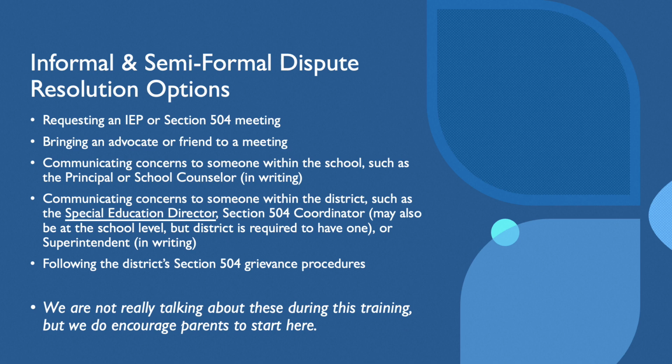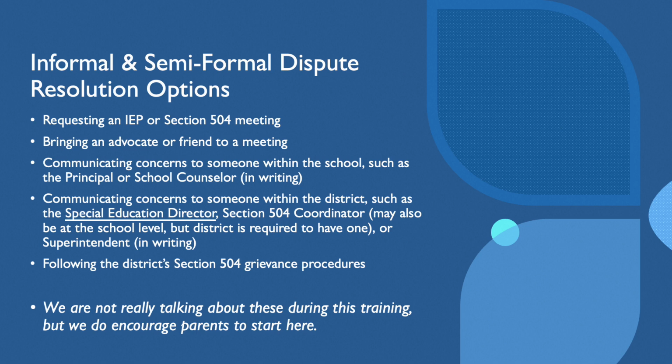Next, we recommend communicating your concerns to someone within the school, such as the principal or school counselor. It is important to do this in writing so that you are able to keep a record of this communication. After that, it can be helpful to communicate your concerns to someone at the district level, such as the special education director for your district, the Section 504 coordinator, or the superintendent. You can find your district special education director on the Colorado Department of Education, or CDE's, website.